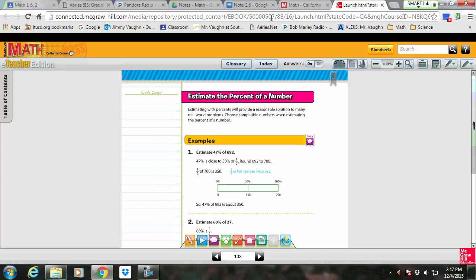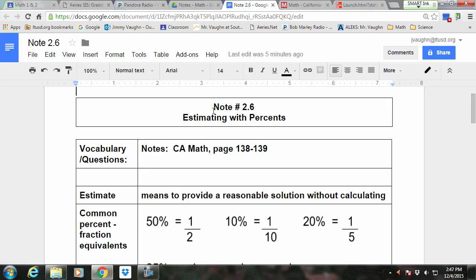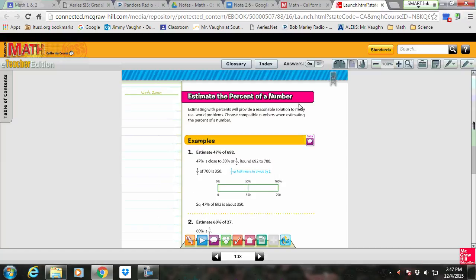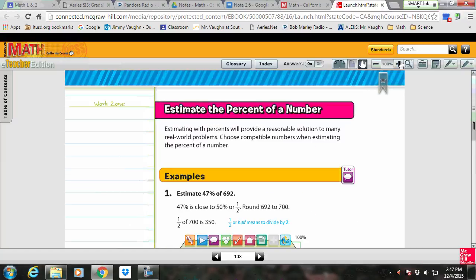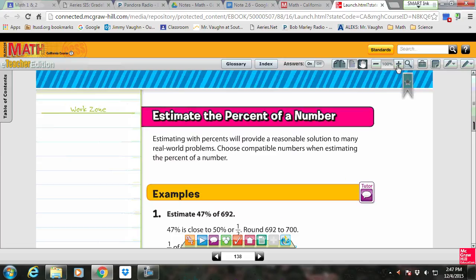They should look something like this to start with. Two-column Cornell style notes. California Math, page 138, 139 is what you're referencing. And the topic is estimating with percents. So let me zoom in a little bit right here. So what can I tell you about estimating the percents of numbers?